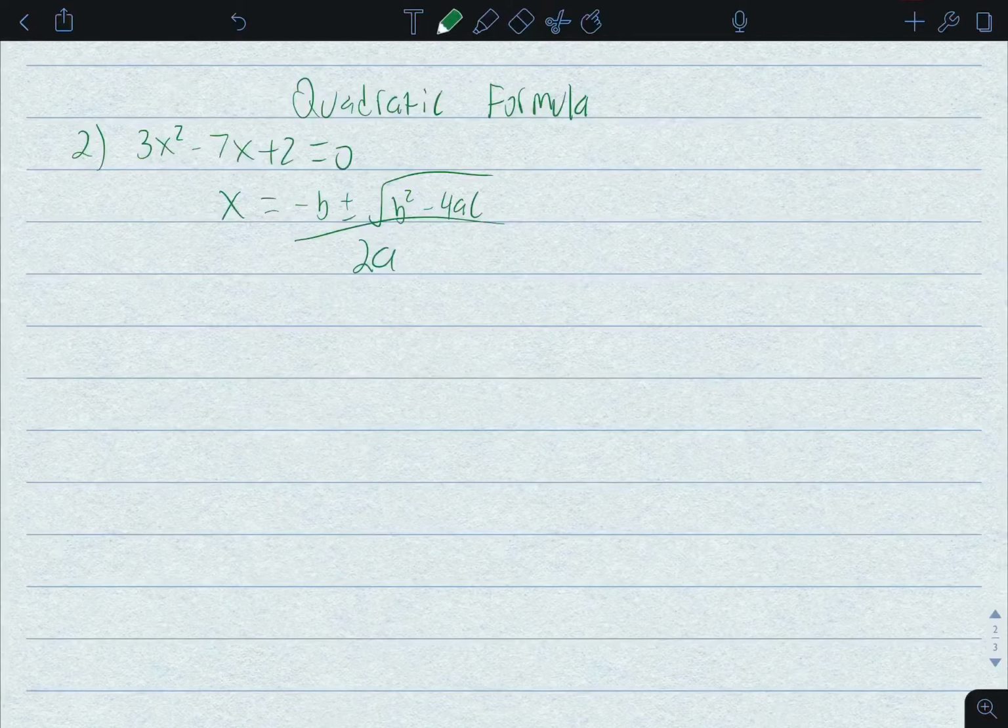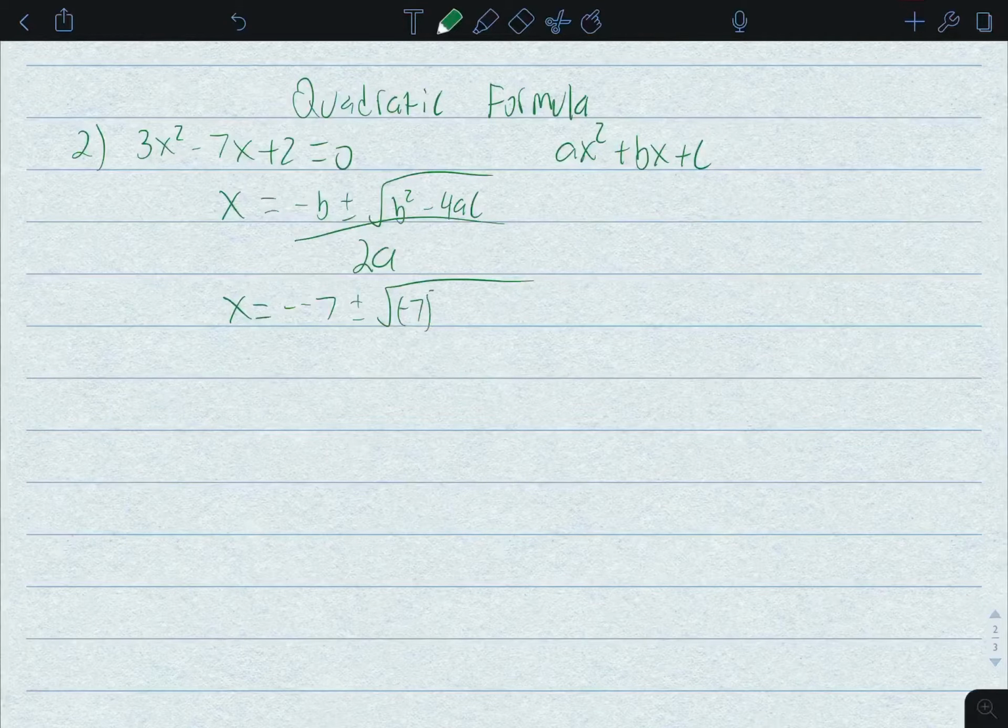If you are writing your quadratics all in standard form, which is the ax squared part first, bx, plus c, then it should be really fast to plug in the numbers to the formula. B is going to be in the middle, so we have negative negative 7 plus or minus the square root of negative 7 squared minus 4 times 3 times 2, divided by 2 times a, and a is 3.